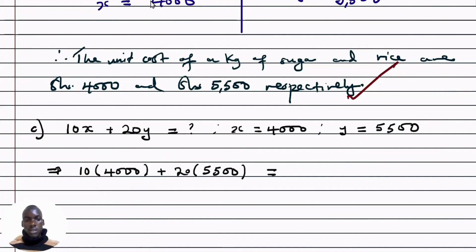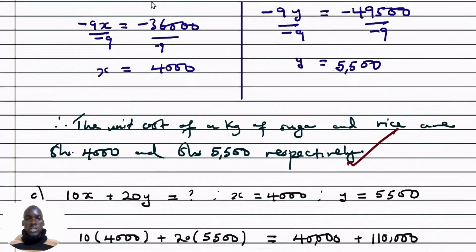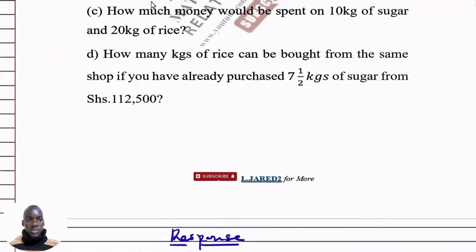So this is equal to 10 multiplied by 4,000. It is giving me 40,000, plus 20 multiplied by 5,500. I'm getting 110,000. So as I continue summing them, I'm getting the result to be 150,000. We can now conclude that therefore the cost of 10 kilograms of sugar and 20 kilograms of rice is shillings 150,000. So that one becomes our correct response for part C. We can now proceed to our part D of the question, which is the last one.